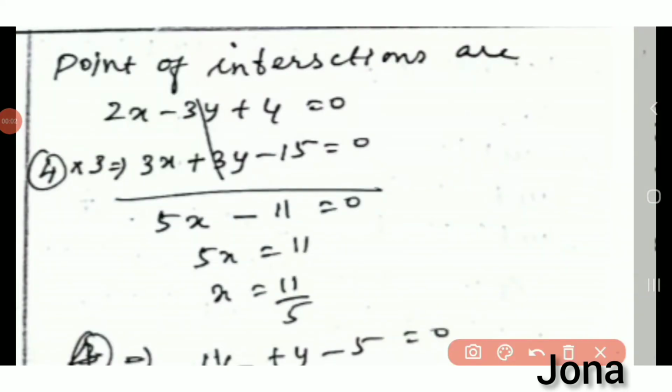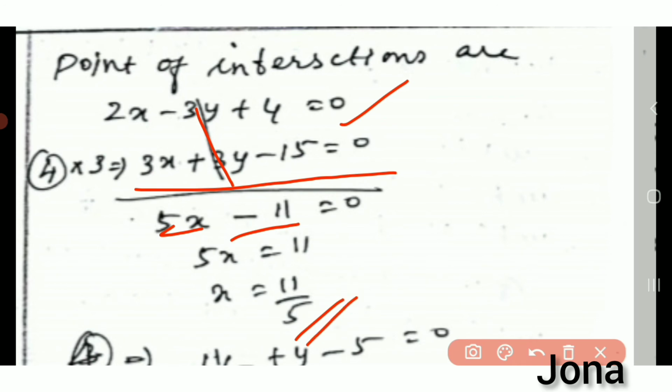Now we found the separate equations. From these separate equations, we want to find the point of intersection. That point of intersection is nothing but the intersecting point of the given separate equations. That means we have to simplify, we have to solve the equations. So 2x minus 3y plus 4 equal to 0, and we have to multiply the next equation by 3. That means we got 3x plus 3y minus 15 equal to 0. Here we can cancel minus 3 and plus 3. So we have 5x minus 11 equal to 0. So x equal to 11 by 5.